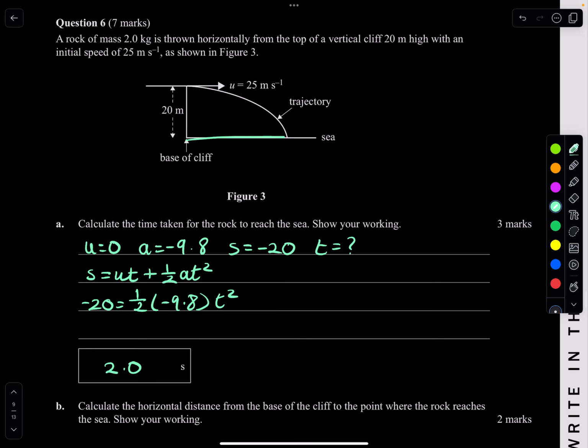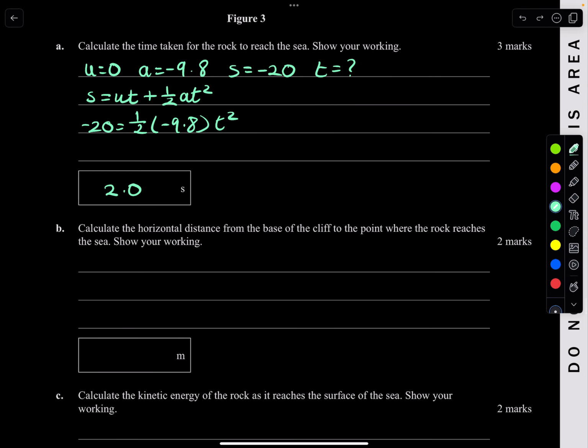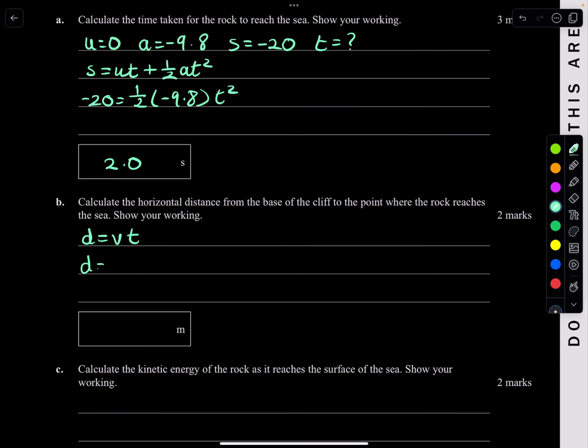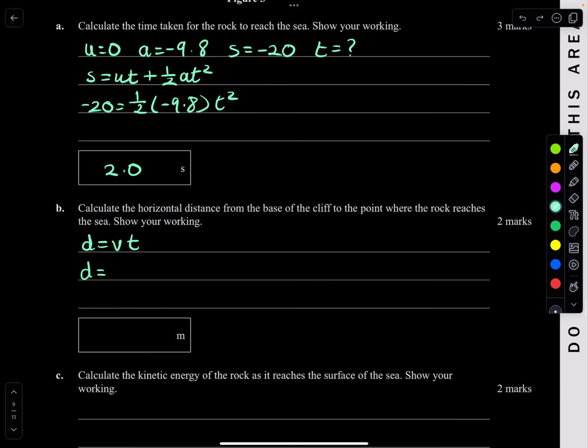Calculate the horizontal distance from the base of the cliff to the point where the rock reaches the sea. Because we have the time, which makes our life easier, we know that distance is equal to velocity times time. The horizontal velocity is constant, it's always 25 in the horizontal direction. So it's just 25 times 2.0, to two significant figures, which gives me 51 meters.